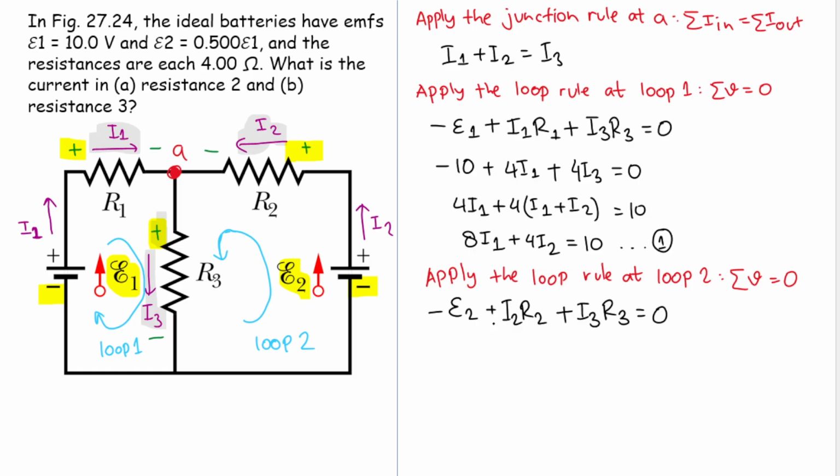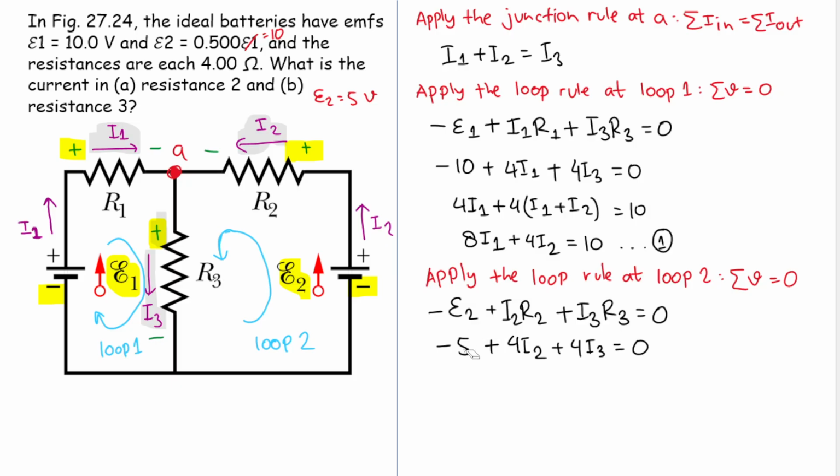Good. And now what can we do? What is E2 then? E2 is 1/2 of E1. But E1 here is equal to 10, right? So E2 here is 1/2 multiplied by 10. That will be 5 volt. Good. So we can plug that in. So I'll have minus 5 here, and then plus I2 is unknown. But we know R2. R2 is 4, right? So I'll have 4I2. But we also know R3, so we can plug that in. We will have 4I3. Good. And all of that will equal to 0.